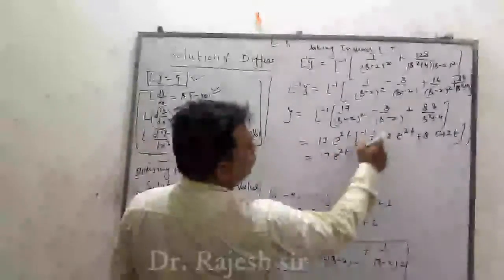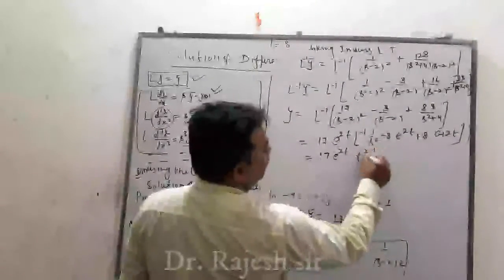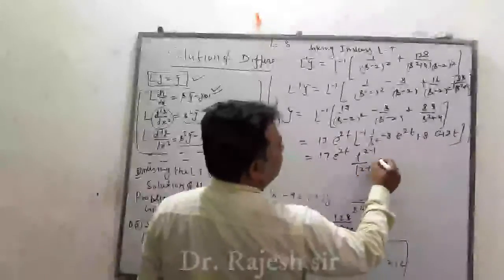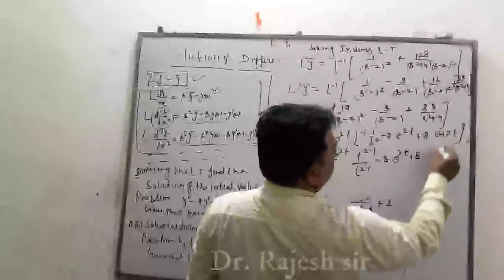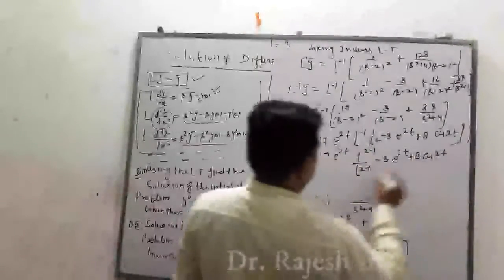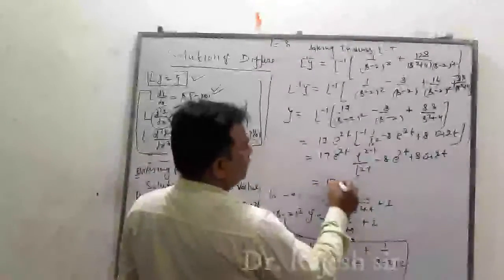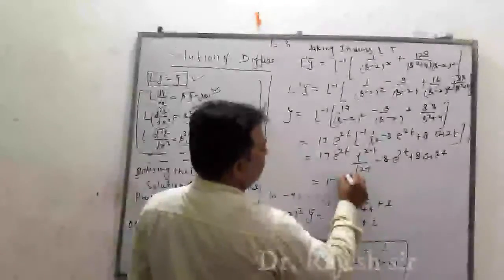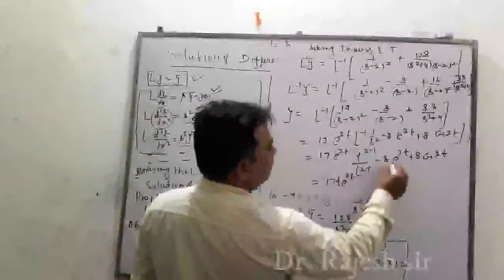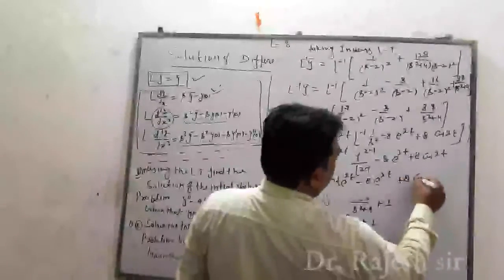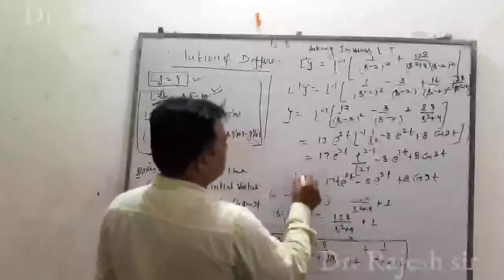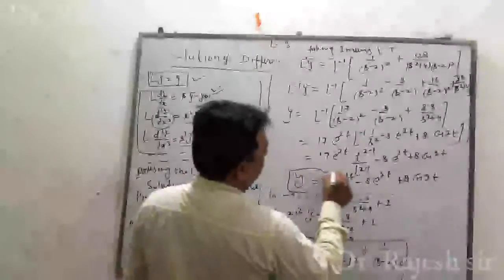17 e to the power 2t times 1 upon s square, 2 minus 1 factorial, minus 8 e to the power 2t, plus 8 cos of 2t. So 17 e to the power 2t into t, minus 8 e to the power 2t, plus 8 cos of 2t. This is the value of y.